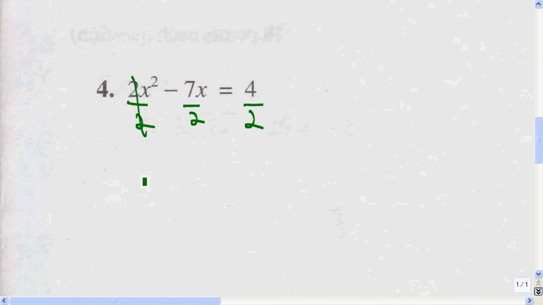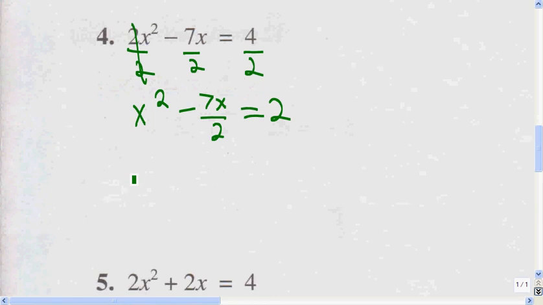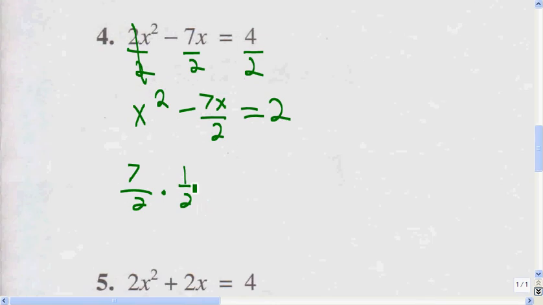So this cancels out, and what I'm left with is x squared minus 7x over 2 equals 2. Okay. Now I'm going to have to half 7x over 2 and then square it. Well, since it's a fraction, I'm going to multiply it by 1 over 2. Remember, we just do the number parts times 1 over 2. That's how I get half of 7 over 2.